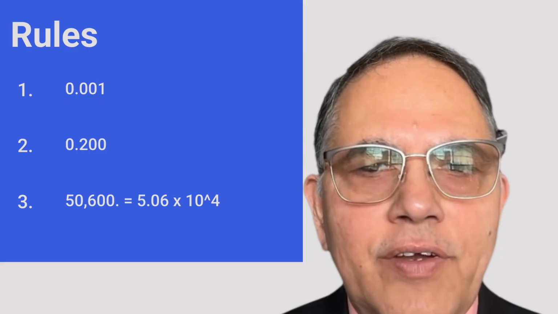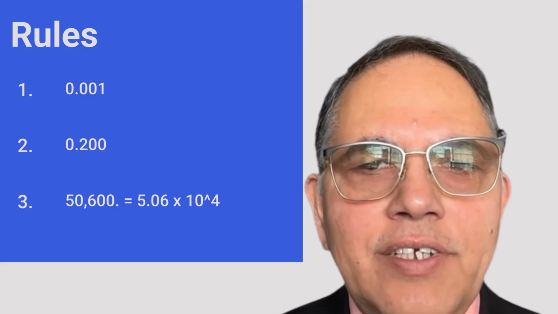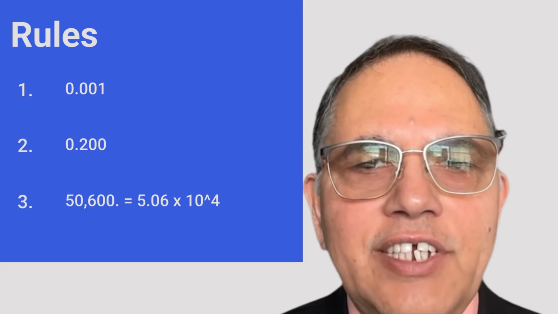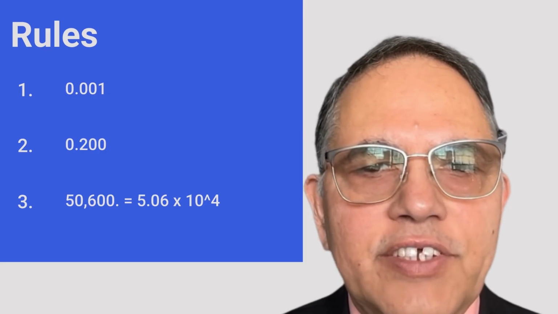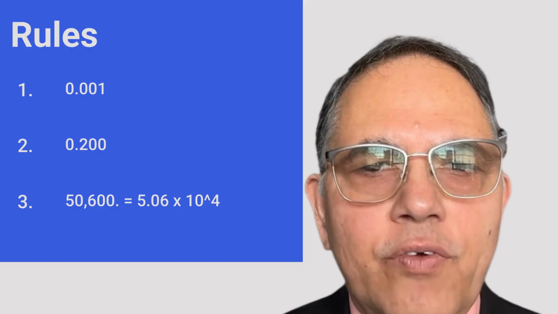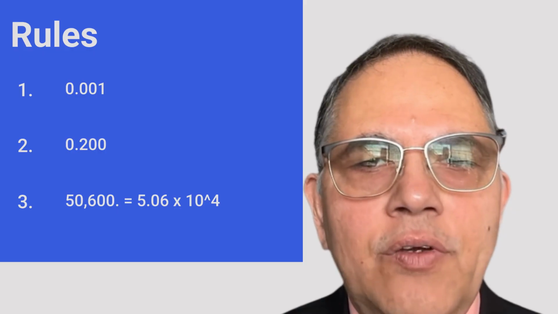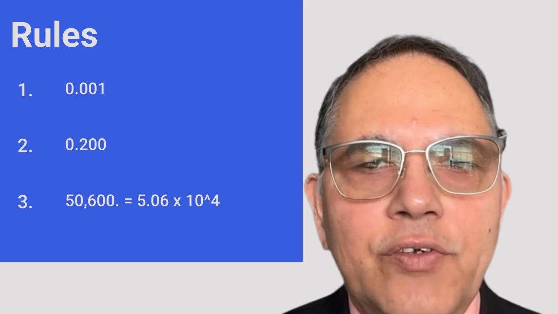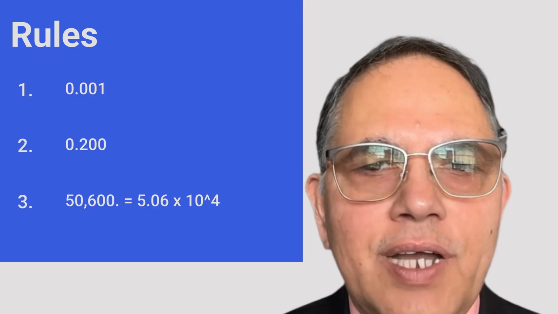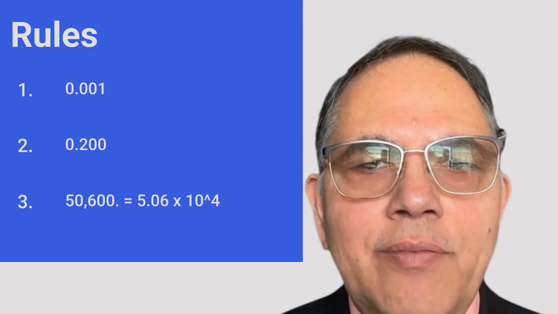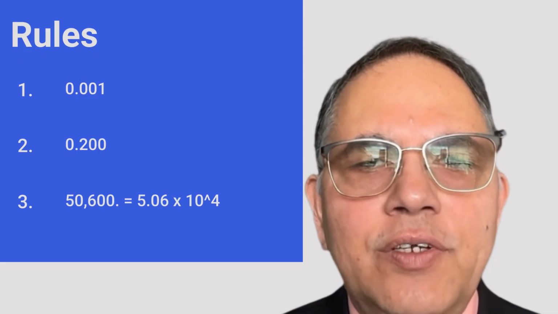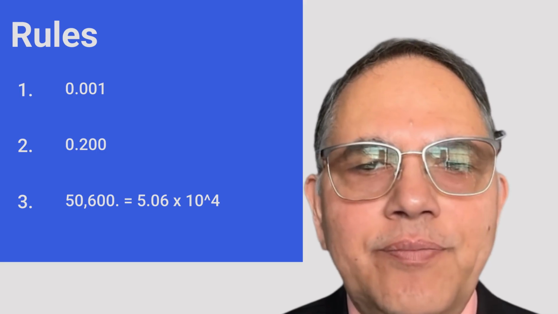One quick warning: if a number ends in zeros that are not to the right of a decimal point, those zeros are not necessarily significant. For example, 50,600 calories could have 3, 4, or 5 significant figures. To avoid this ambiguity, we use scientific notation. Writing that value as 5.06 multiplied by 10 to the power 4 explicitly shows it has only 3 significant figures.